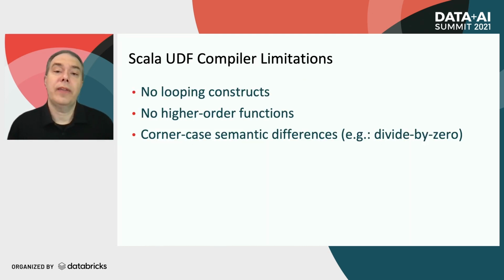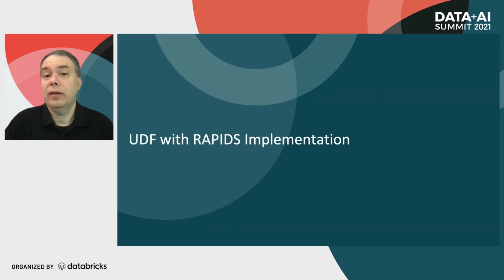Okay, now that being said, there are obviously limitations to this approach, right? The UDF has to be translatable to Catalyst, and many UDFs are not. So you can't have any looping constructs, higher order functions aren't supported right now, and there are corner case semantic differences, such as the way division by zero is handled and some other corner case scenarios. And so by default, it's not turned on, but you can turn it on and see if it can translate some of your Scala Lambda UDFs automatically. Okay, so that's one solution to this problem.